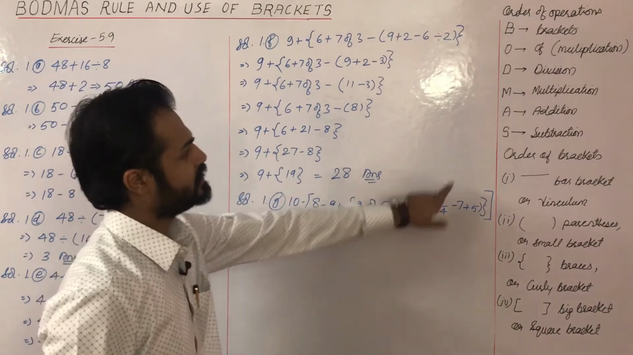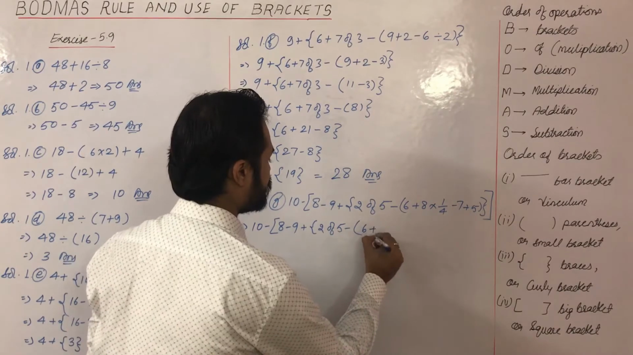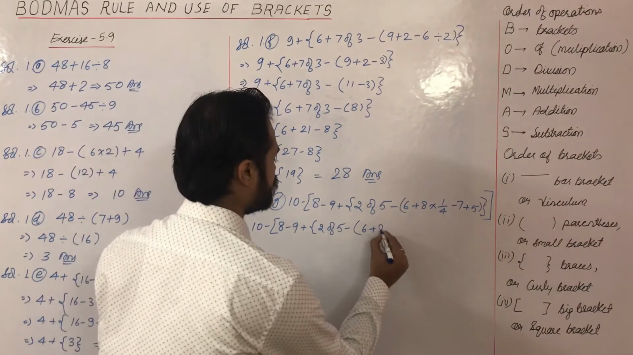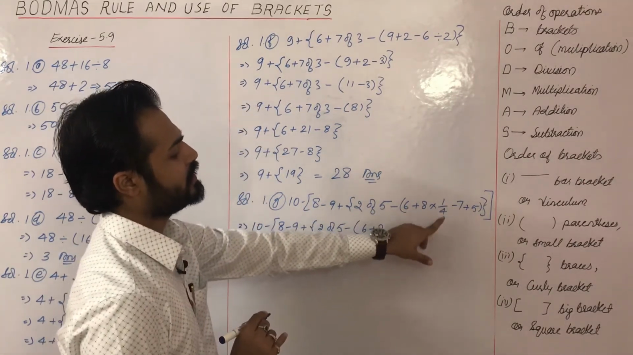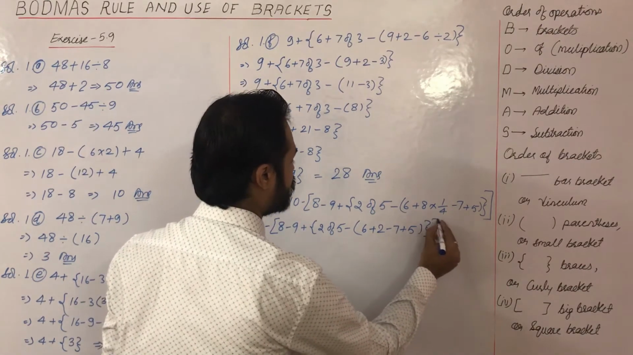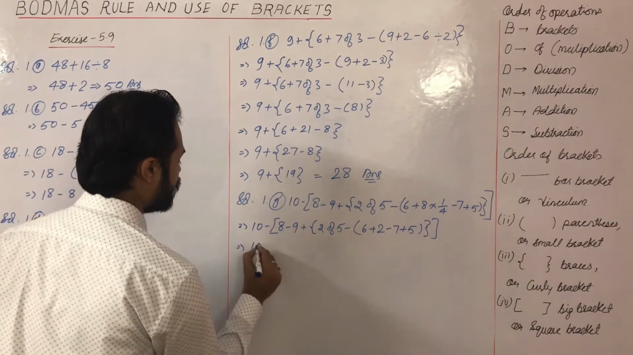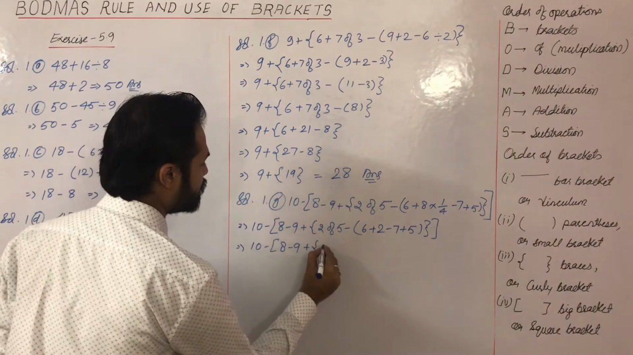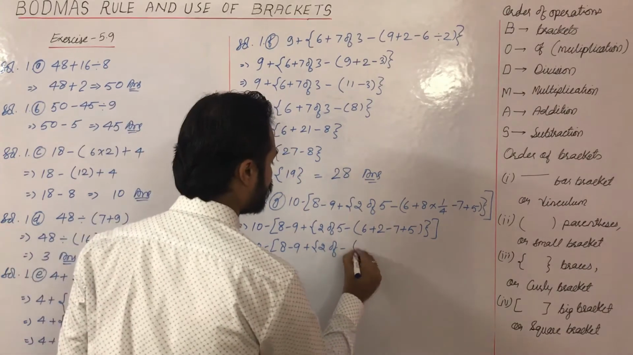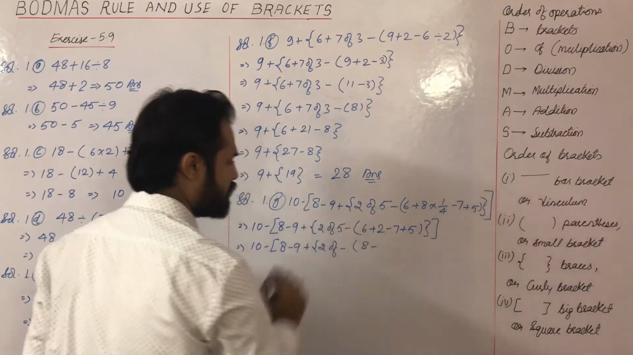So multiplication first. We'll operate on this: 6 plus 8 into 1 by 4, or 8 by 4, is 2. Minus 7 plus 5, like this. Now in the next step, again 8 minus 9 plus 2 of 5 minus 6 plus 2, 8 minus.